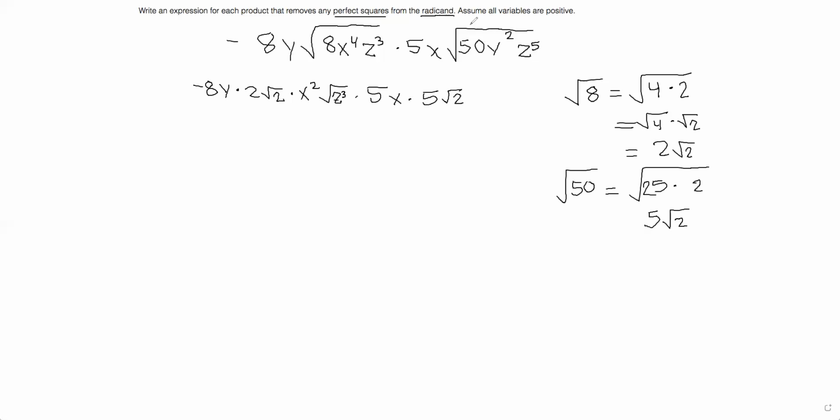And then we have square root of y squared. So whenever we're taking the square root of something to the second power, the radical and the exponent cancel each other out. So that means we're only going to have y. We're not going to have an exponent anymore. We're not going to have a radical for this particular part of the product. It's going to simply just be y. And then we have times z to the 5th under its very own radical.